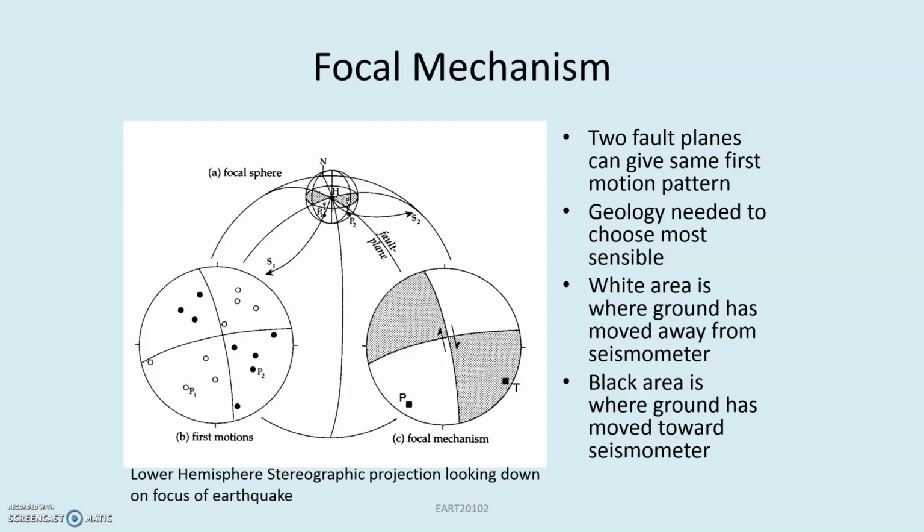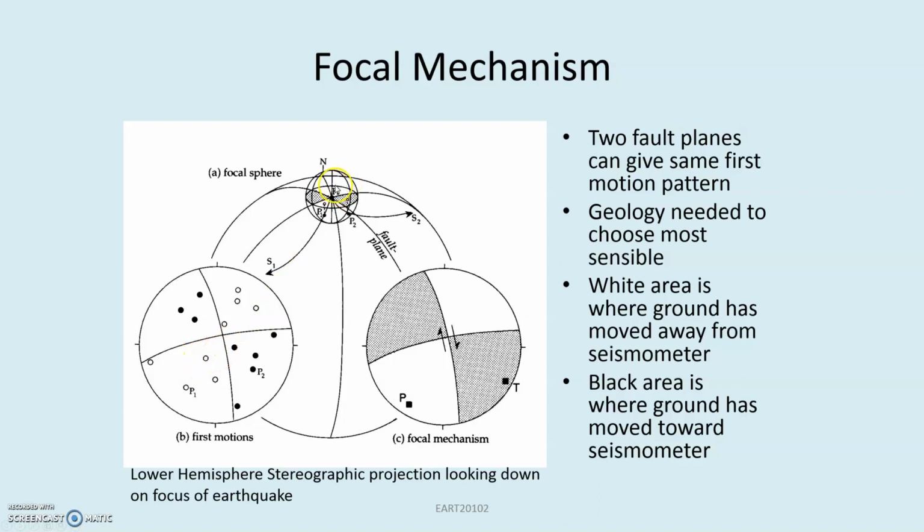So what we do, because it's three dimensions, is we often use stereo nets. We plot the vector. So this is a lower hemisphere stereographic projection looking down on the focus of the earthquake. So we're looking at the place where the earthquake happened, and we plot on the vector of the ray path to the seismometer that we're interested in.